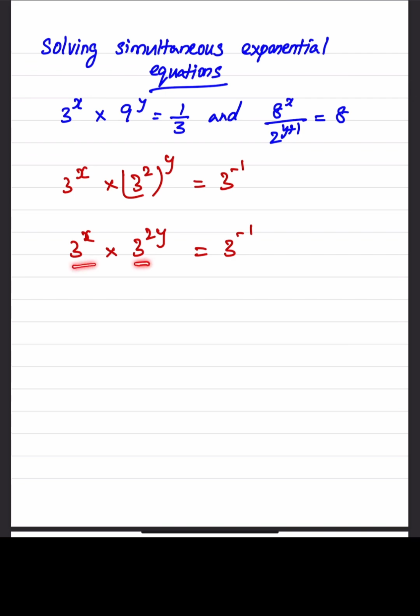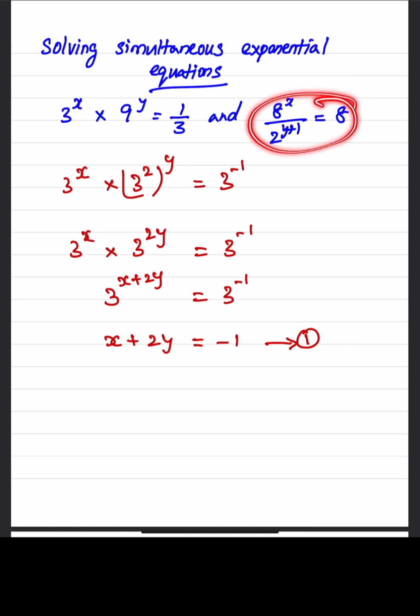We have the same base here. So when you have the same base and we are multiplying that, we can add these two powers. So this becomes 3 to the power x plus 2y equal to 3 to the power minus 1. Here we have the same base, so we can equate these powers. This becomes x plus 2y equal to minus 1. So this is our first equation.